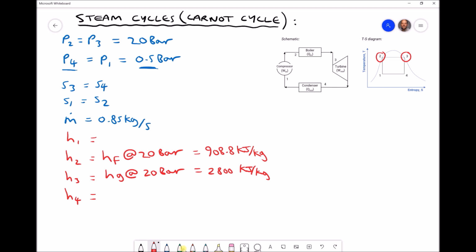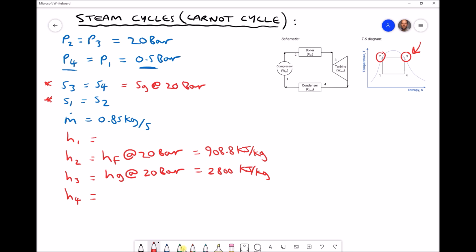The reason being is because we know at positions 1 and 4 we have wet vapour, but we don't know the dryness fraction of that vapour. What we do know though is that at position 3 and position 4 the entropy is equal. And we also know that at position 1 and position 2 the entropy is equal. The entropy at position 3, for the same reasons discussed for the enthalpy, is going to equal Sg at 20 bar.